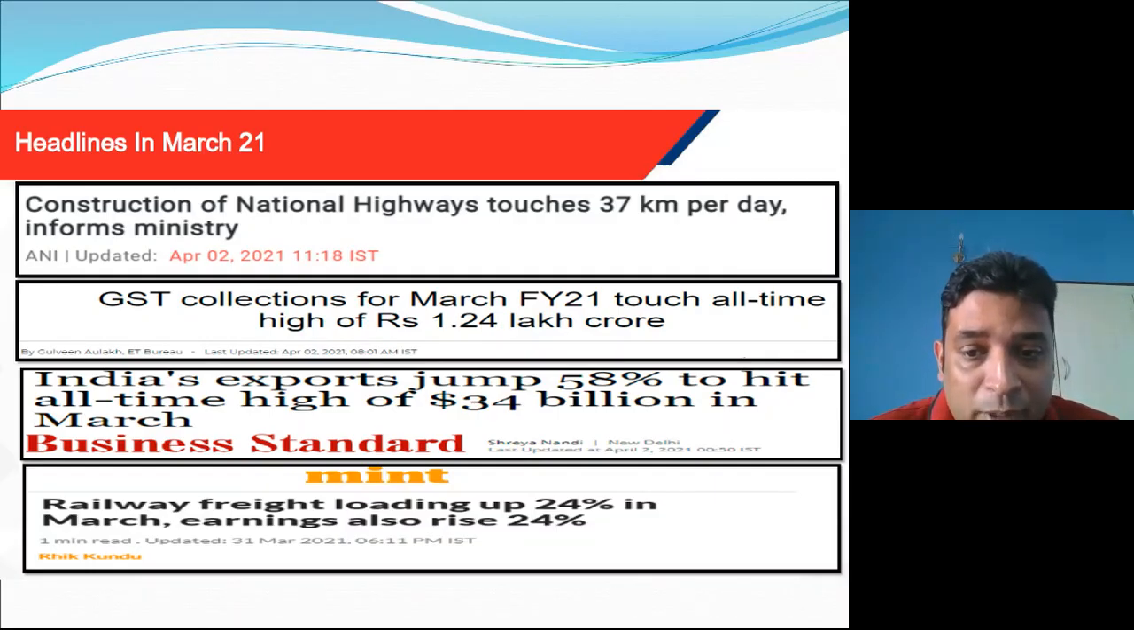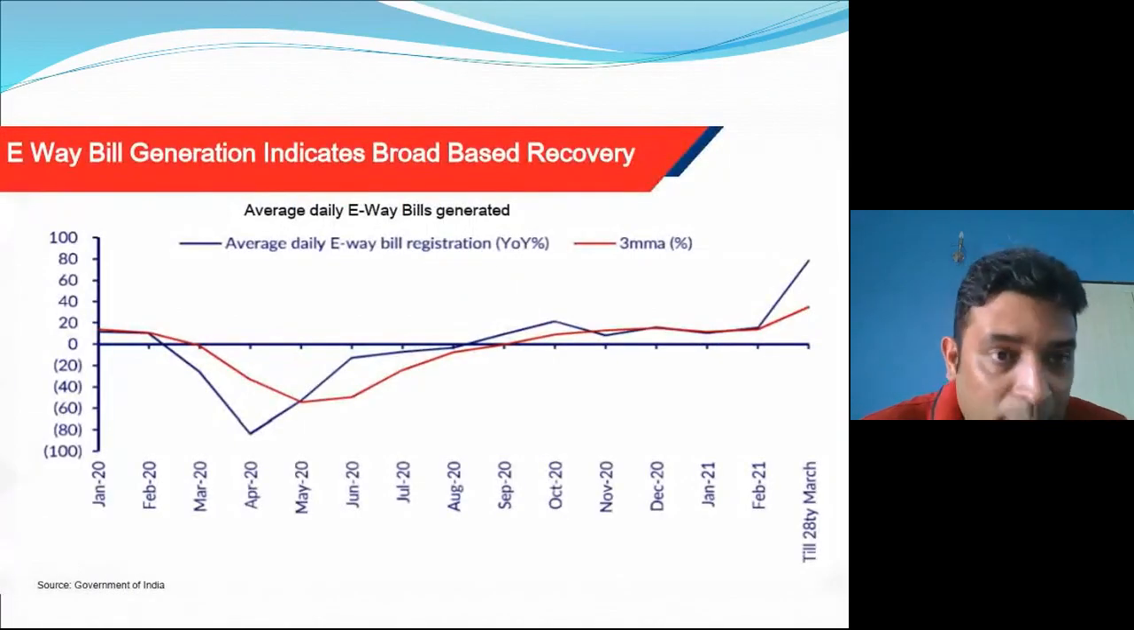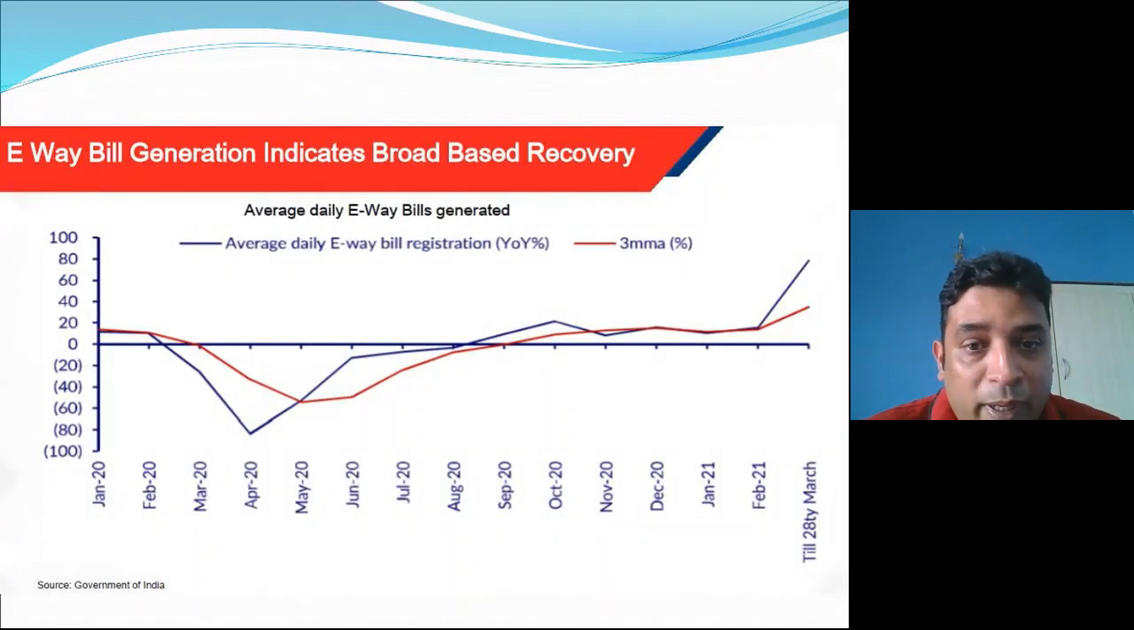Indian exports have jumped 50%. I've already mentioned railway freight loading up by 24% in March. And a couple of other data points: Indian business confidence is the highest in a decade. Indian power consumption is up 24%. Petrol sales are up 27%. Indian March gold imports surged 471% to a record 160 tons. E-way bill generation indicates broad-based recovery. If you see the data points in February and March, average e-way bill registration is the highest ever in the last 1.5 years since it was recorded digitally.